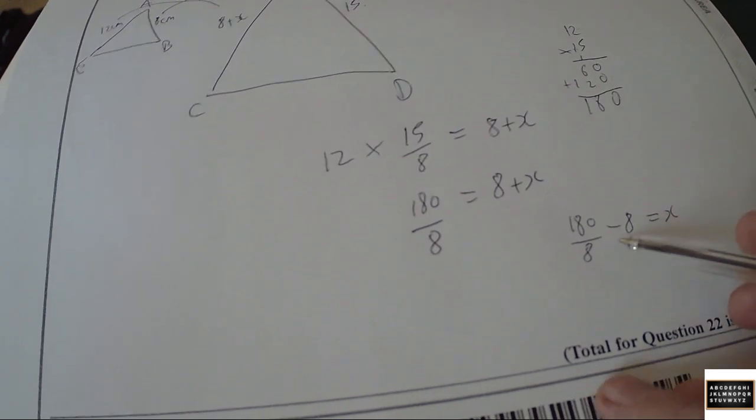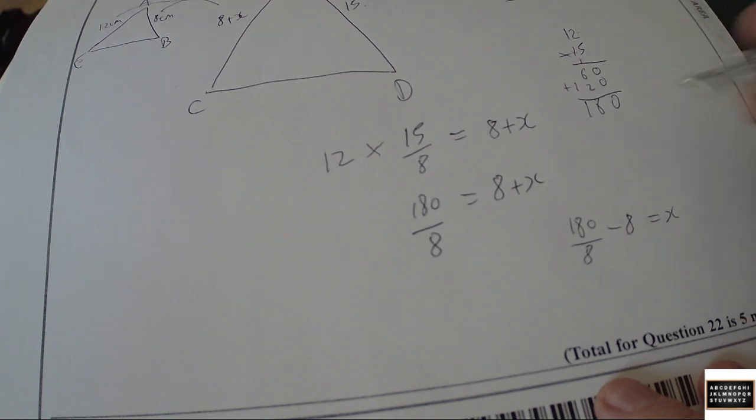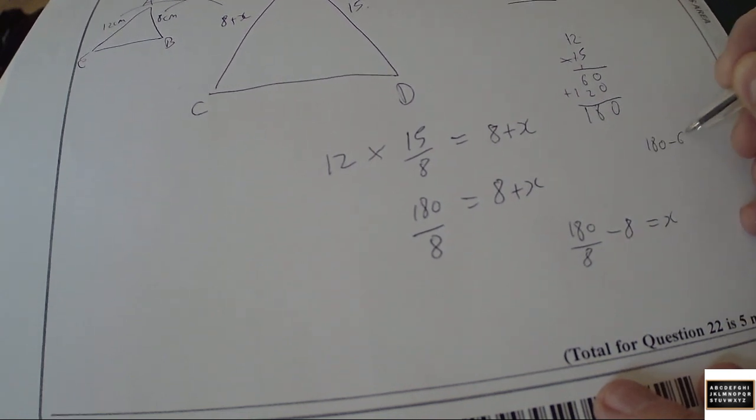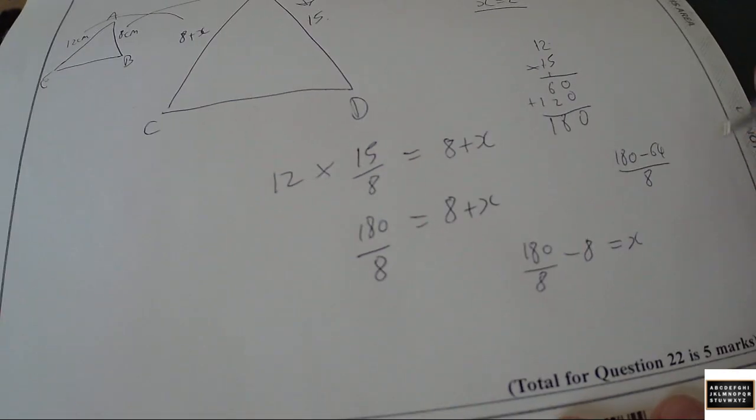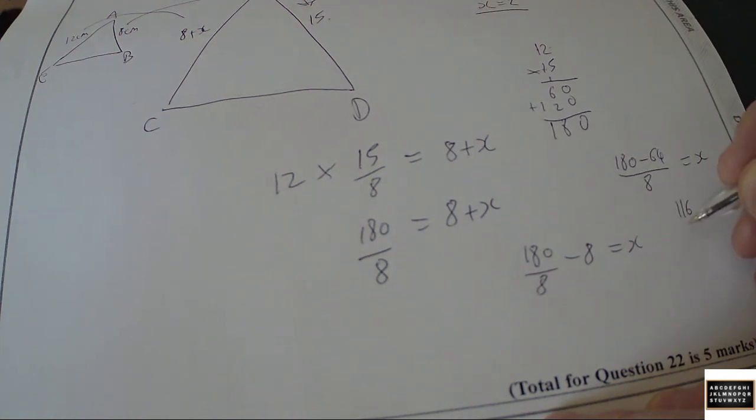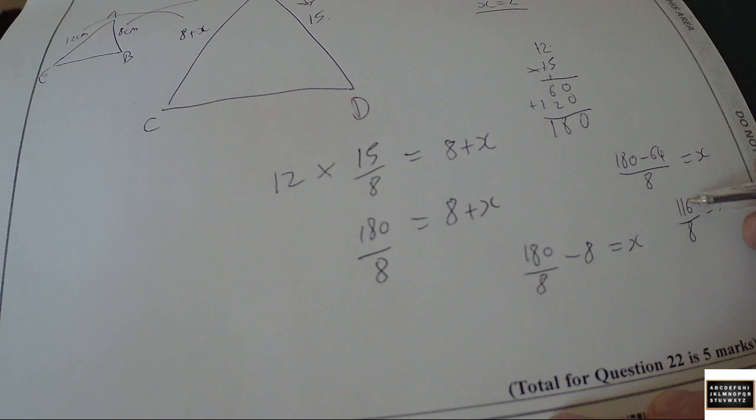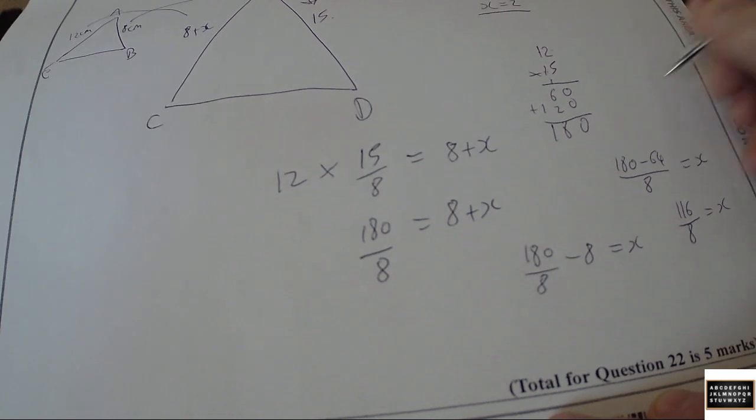And again, I'm going to try and get this into a simple form for myself. To get it on the same denominator, I'm going to do 8 lots of 8, 64. So 180 minus 64 over 8. That's effectively what I'm doing here. That's going to be equal to x. And when you do that, you will get 116 over 8 is x. And again, you want to try and put that into as lowest terms as possible. So if you divide top and bottom by, in this case, 4, you will have 116 divided by 4 and 8 divided by 4.